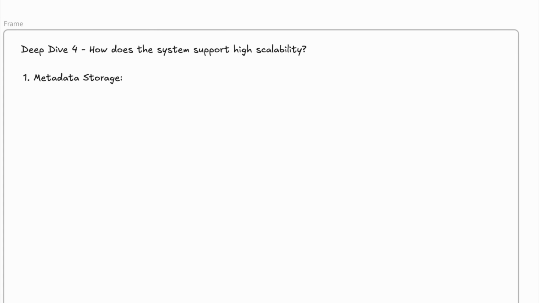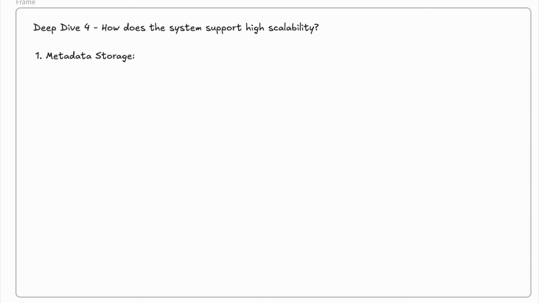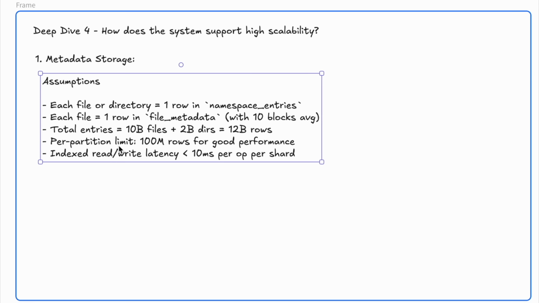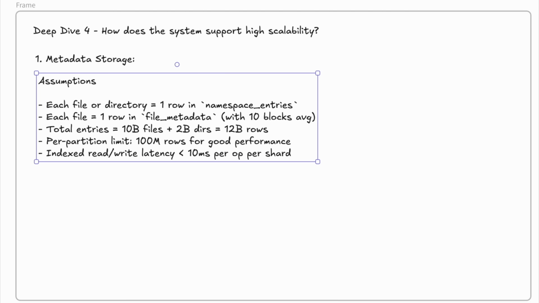First, the metadata database, the namespace layer. The metadata DB holds all our file paths, directory entries, timestamps, permissions, and block mappings. That means every file or directory in the system shows up here. Now let's estimate. Say we store 10 billion files and 2 billion directories. That's 12 billion rows across namespace entries and file metadata. For performance, we want to cap each shard at around 100 million rows. That gives us a lower bound estimate of about 120 database shards.